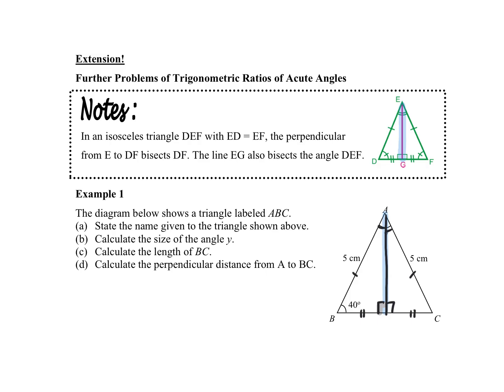So it says state the name given to the triangle shown above. What is it? What kind of triangle? Yes, isosceles triangle. Isosceles is C-E-L-E-S, not C-I-L-I-S. I have students who spell it wrongly.